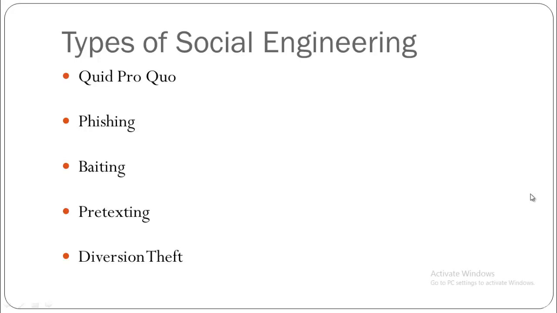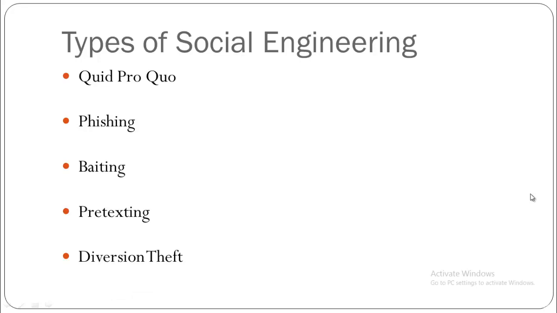After that, we have pretexting, which is the invented scenario, where you invent a scenario and then try to save someone from that. And finally, we have diversion theft, which is a con. So to explain in detail, let me explain each of these in one line.